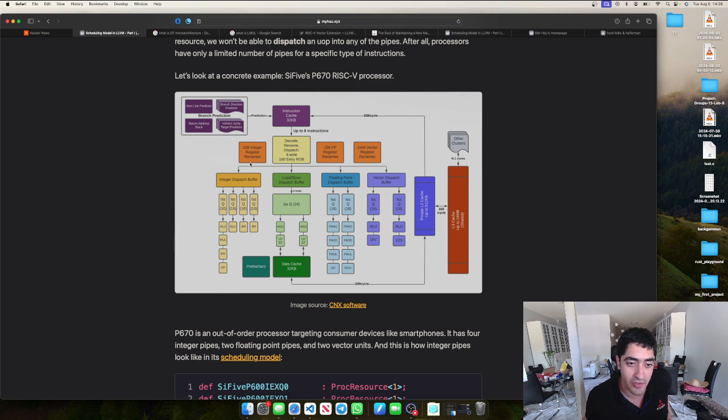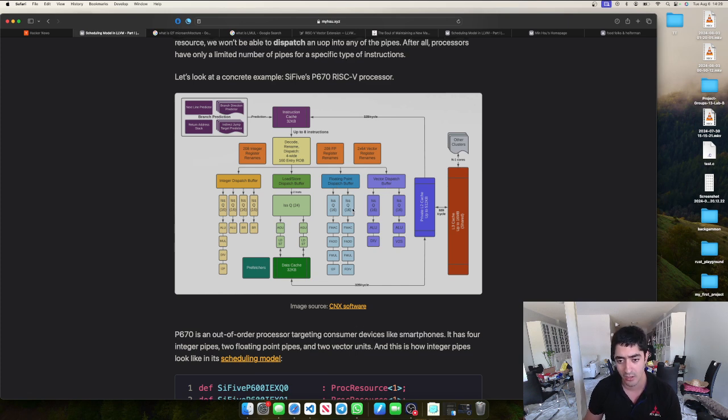208 integer register renames, 208 FP register renames, 2 times 64 vector register renames. We have the floating point dispatch buffer, the vector dispatch buffer, arithmetic logic unit division, vector to scalar maybe, fmac, fadd, fmol. What is fmac?